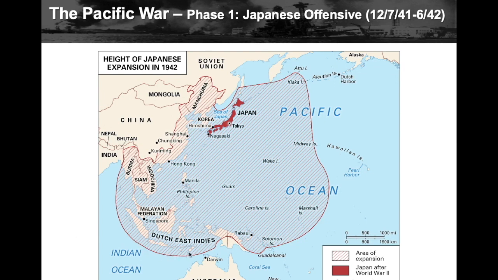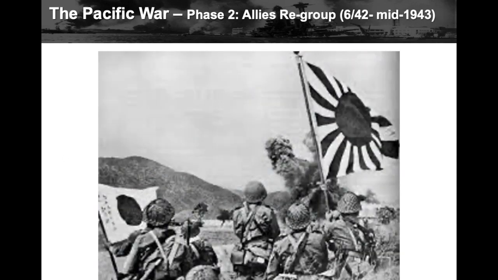So they take all of this, so obviously threatening Australia. All the way down here, this is where the U.S. begins. For the most part, they begin their ground forces down here with the invasion of Guadalcanal and the Solomon Island chain. It's quite a bit of area that the Japanese take control of. Phase 2, the Allies regroup from June of 42 to mid of 43.